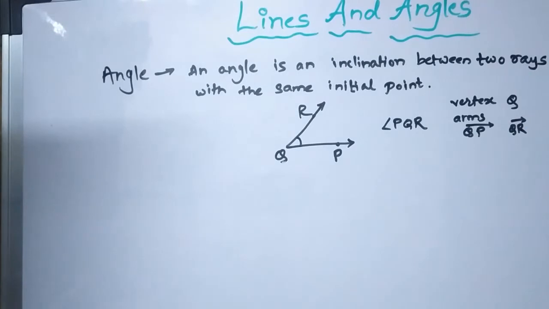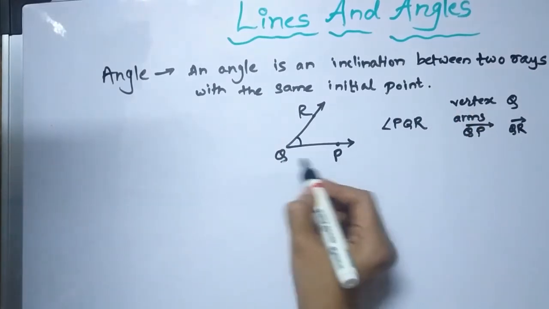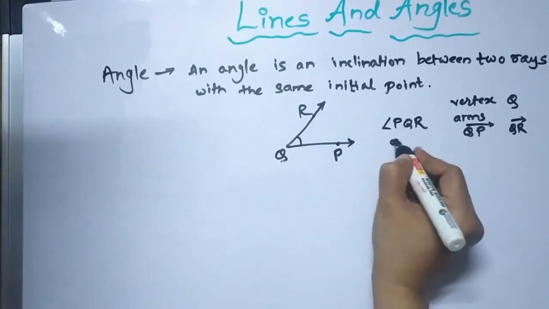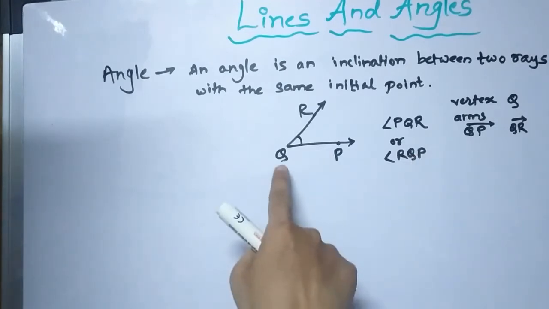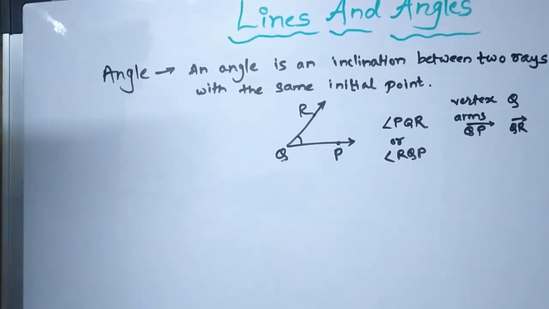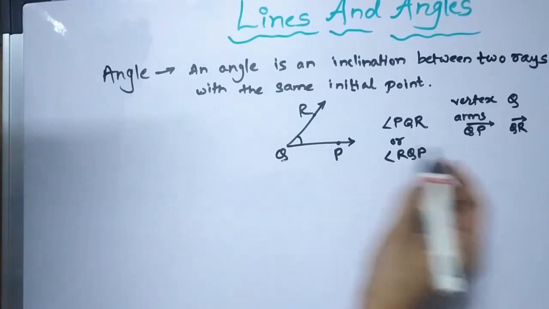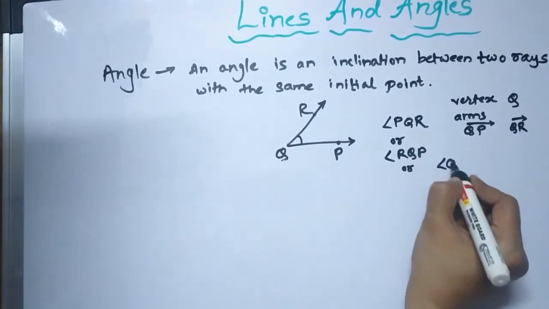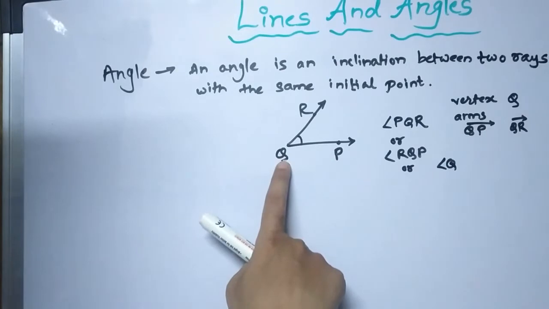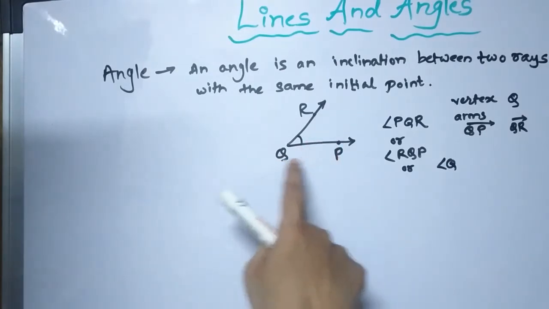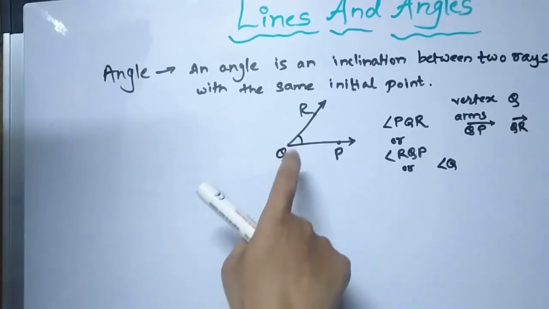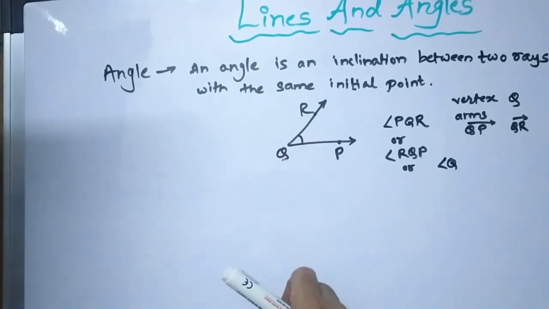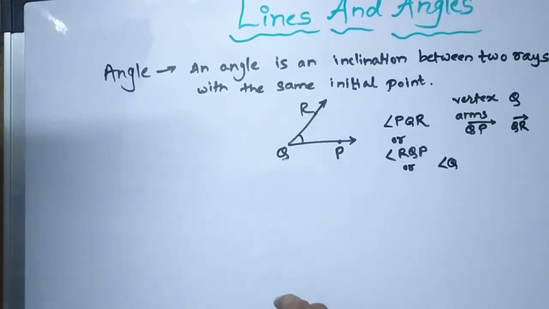So the angle in the given figure is named PQR, or you can say RQP, by taking the vertex in the middle, or you can simply say angle Q, because the angle is forming at this vertex Q. So you can say angle PQR, angle RQP, or just angle Q. An angle is usually formed by the three-letter notation, but generally you can say it like this.